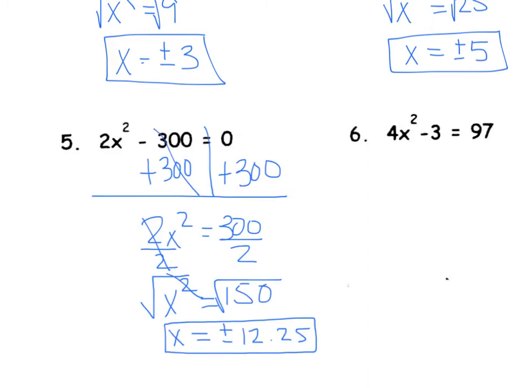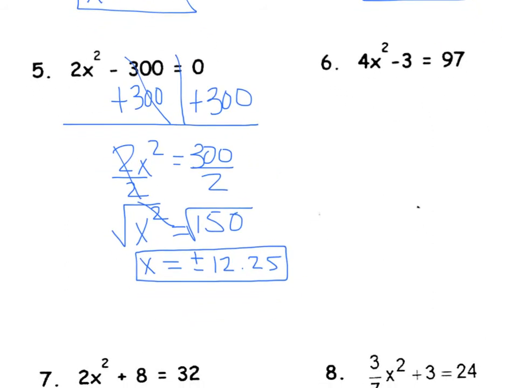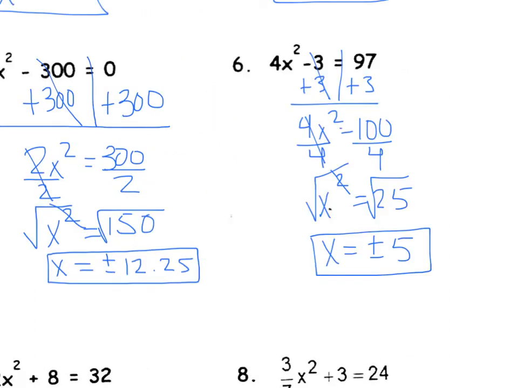Okay. There's the answer to number 5. Subtracted or added the 300 over to the other side, then divided both sides by 2, giving me 150. x squared equals 150. Square rooted both sides. Yes, you will get decimals in a lot of these problems. So square rooting 150, you get plus or minus 12.25.